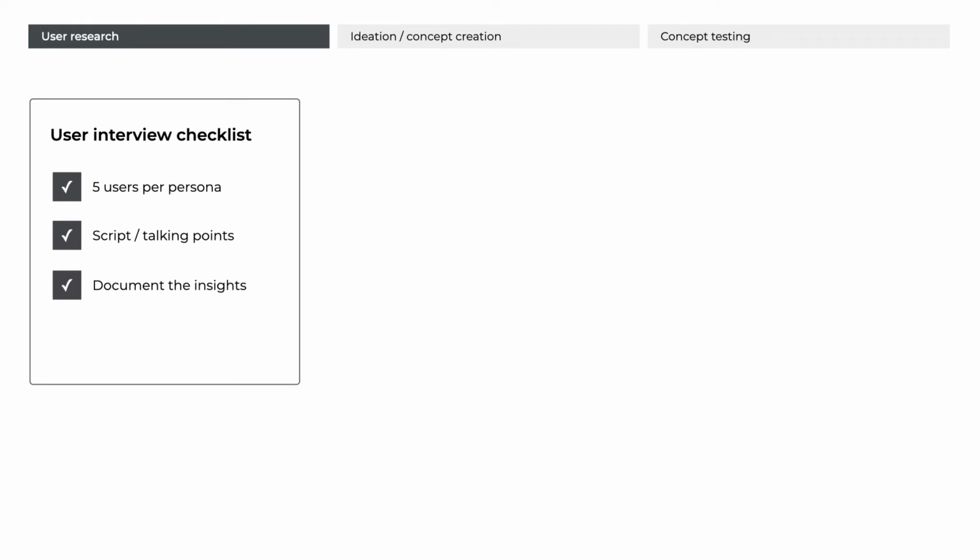And in terms of doing them, they don't have to be really long and formal and expensive, just a quick checklist. So if you're using personas, it's usually good just to do five people per persona, just because you get a decent spread. Have a script and talking points, so you're doing the same thing with everyone, so it's repeated. And then just document the insights. So what you want out of this is quantifiable insights that you can make decisions on, not sound bites or half-remembered conversations that someone said something, I think. It needs to be kind of documented.